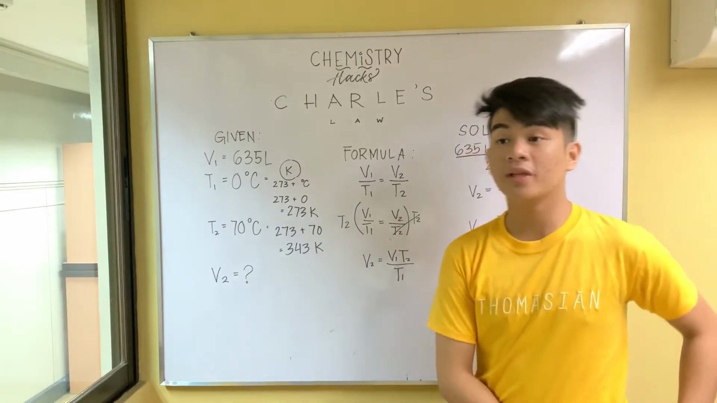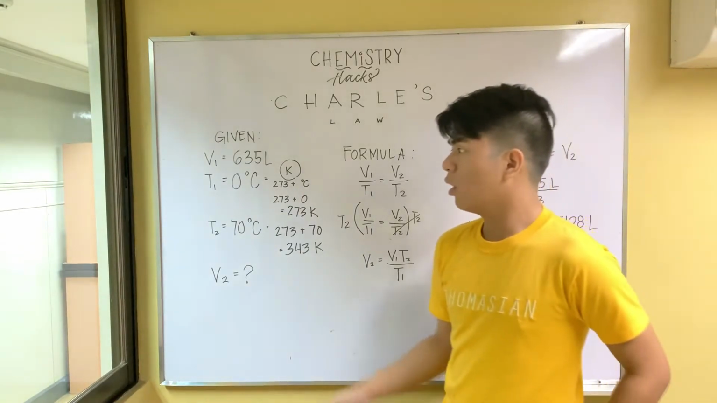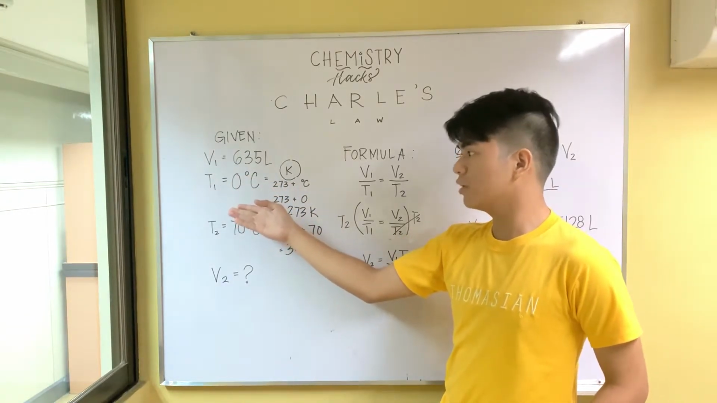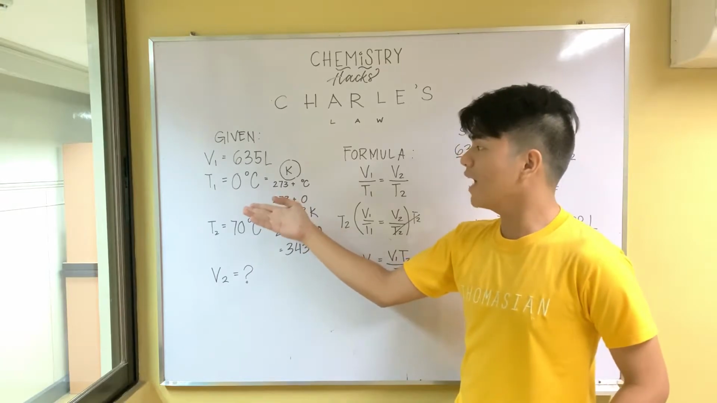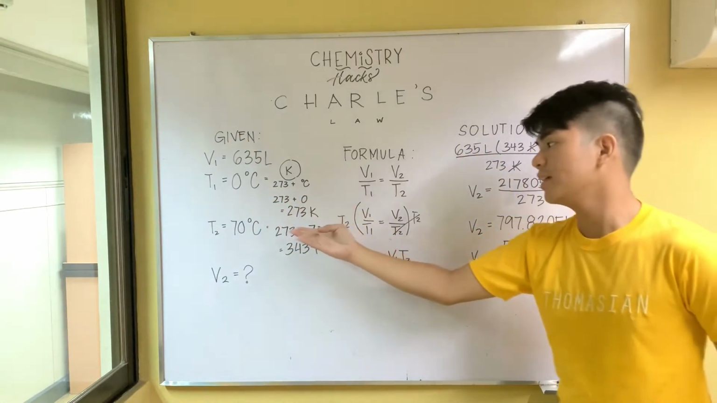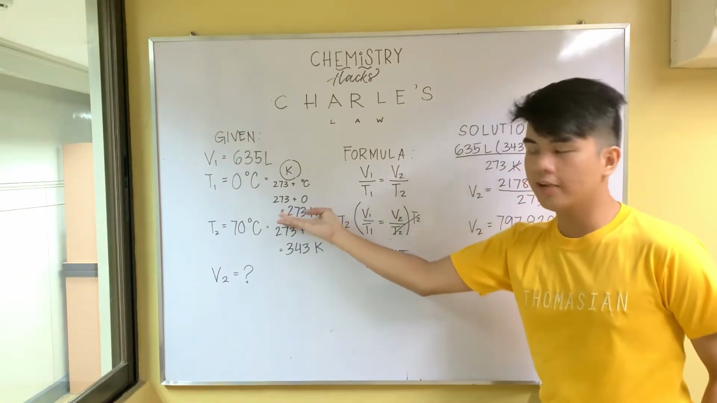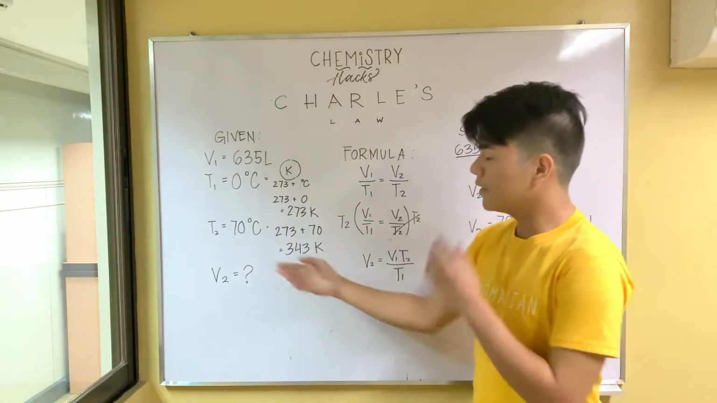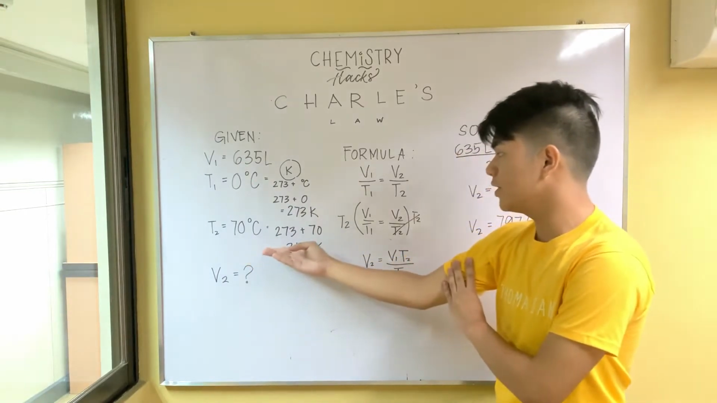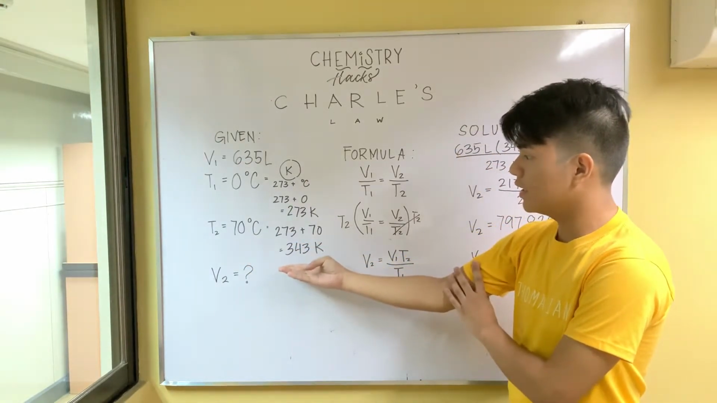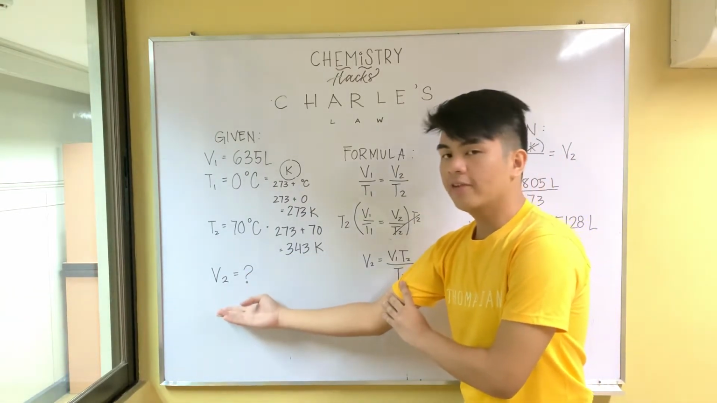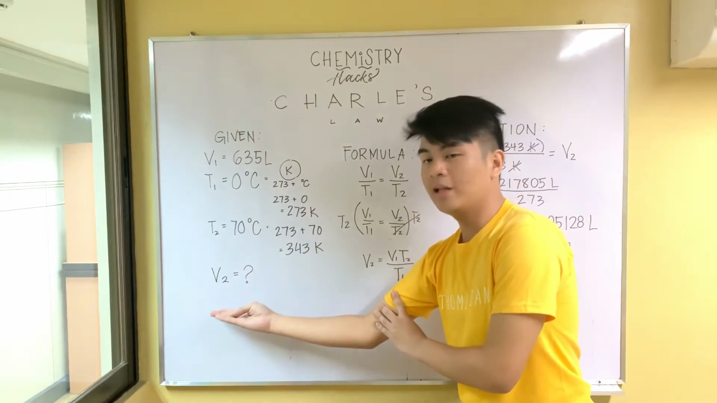So let us begin with the problem. We are given the initial volume of 635 liters and a temperature of 0 Celsius. We have to convert the 0 Celsius into Kelvin, so just add 273. The outcome is 273 Kelvin. Next, temperature 2 is now 70 degrees Celsius. Just add 273 to get the Kelvin scale. So now it's 343 Kelvin. Volume 2, or the final volume, is unknown. So this is what we will be looking for.